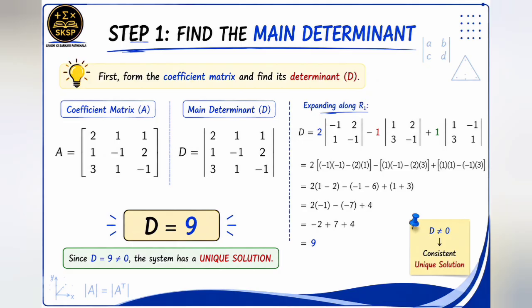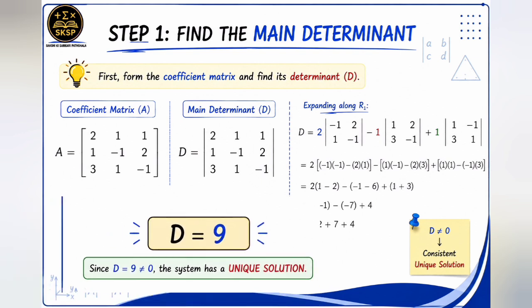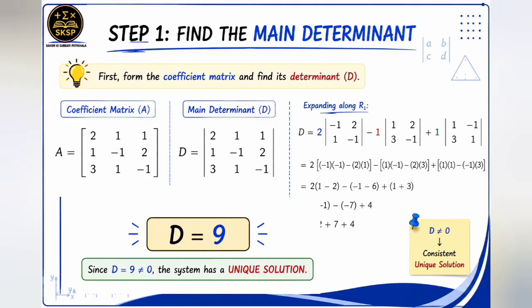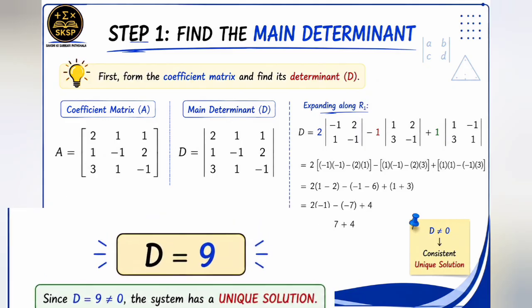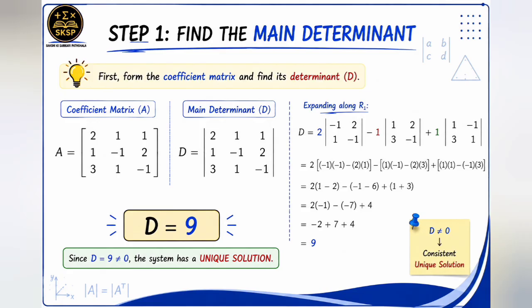We take only the coefficients of x, y and z. So the coefficient matrix will be 2 1 1, 1 minus 1 2, and the last row will be 3 1 minus 1. Now we calculate its determinant. So here we will get D equal to 9. This value is very important, since D is not equal to 0. Therefore this system will have a unique solution, but we still need to find what the solutions actually are.